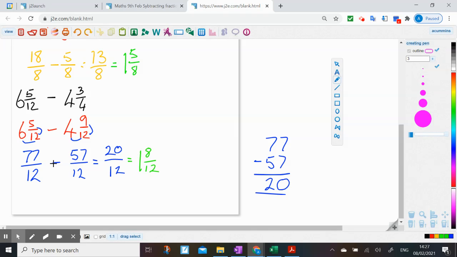So if we divide them both by 4, we'll keep the whole number the same, of course. So we'll divide by 4 up here. 8 divided by 4, of course, is 2. And 12 divided by 4 is 3. So 1 2/3 is your final answer.